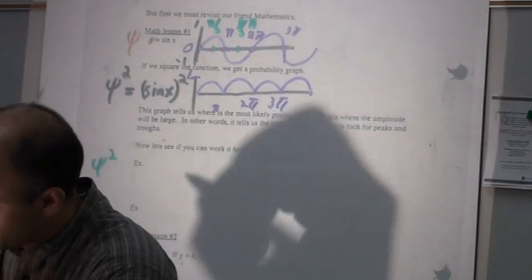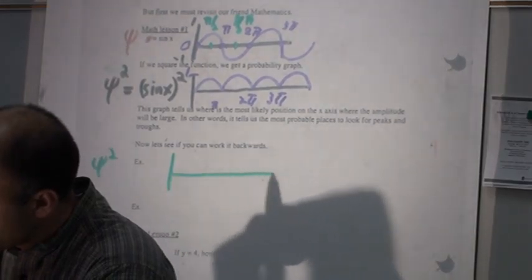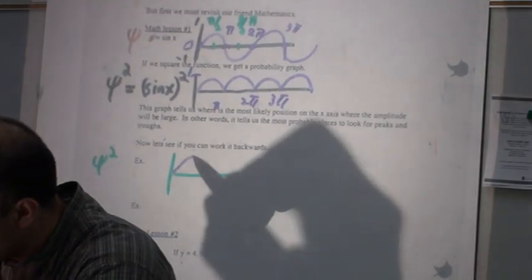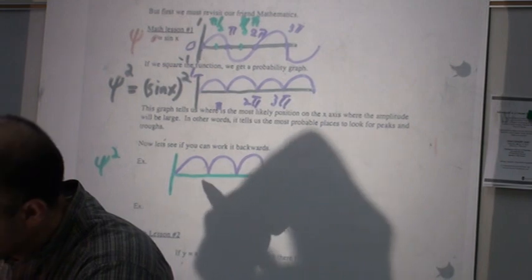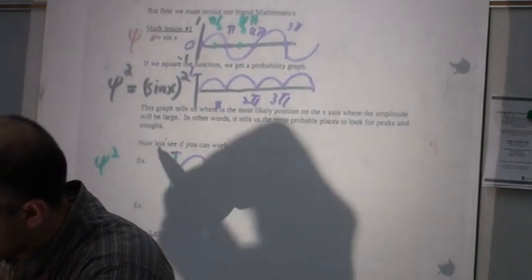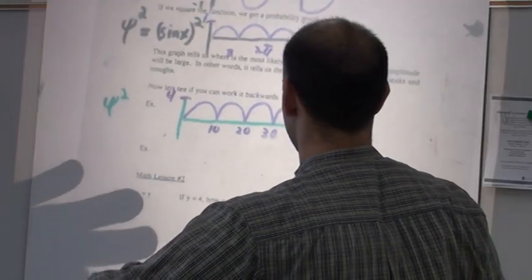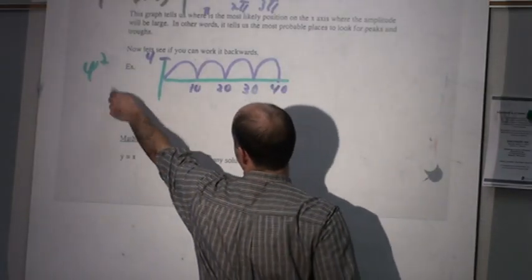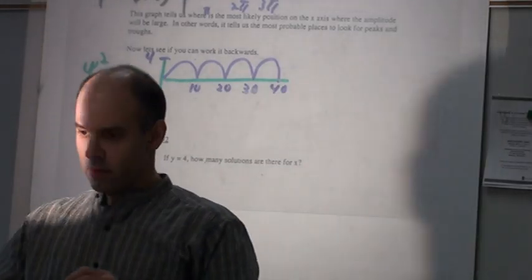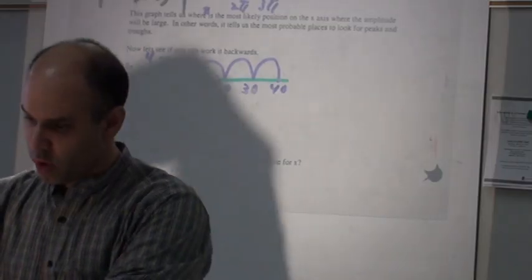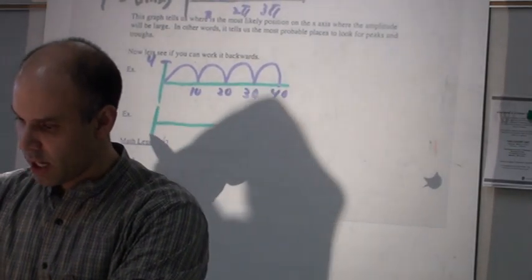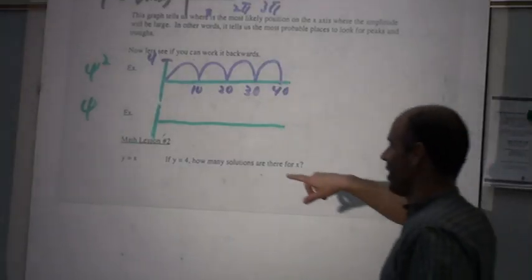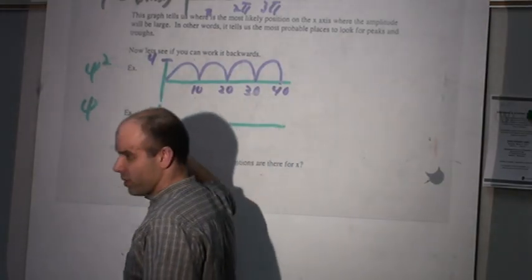All right, let's see if you can do this yourself, but do it backwards. Let's say I've got psi squared, and it looks like this. And the amplitude is 4. I got rid of the pi's because it's just harder. So I've got 10, 20, 30, 40. Here's my psi squared wave. The amplitude is 4. Could you draw me just psi? So in other words, you're going to have to take the square root of this. So just go ahead and try it. See if you can draw me what psi would look like, given this psi squared.